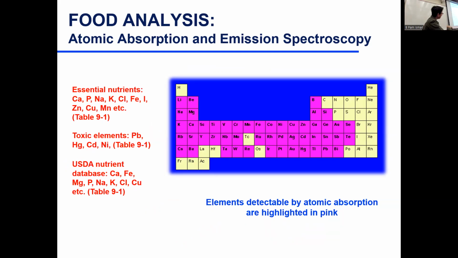So this is your periodic table. We all love the periodic table. Those that are in pink are elements that we can actually determine using atomic absorption because they can be in metallic form. So we can measure those and they absorb light and they can also emit light.